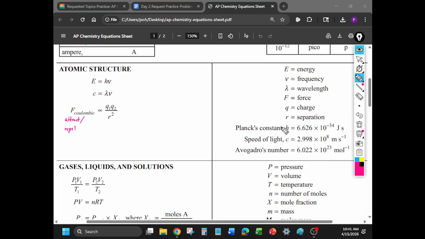And then the R is the separation. So basically it's just the distance, the radius between the two bodies that you are looking at. So in the question, it's basically asking you to compare Mg2+'s attraction with water. And we know this side is partially negative, this side is partially positive, and Na's attraction with water.